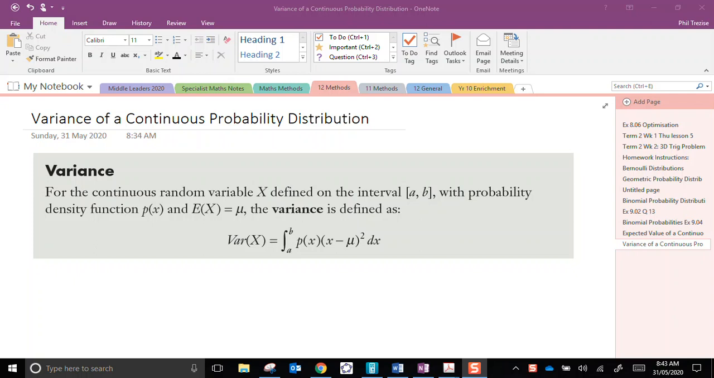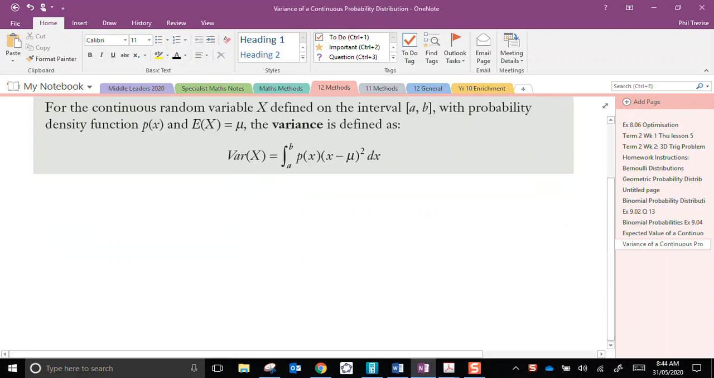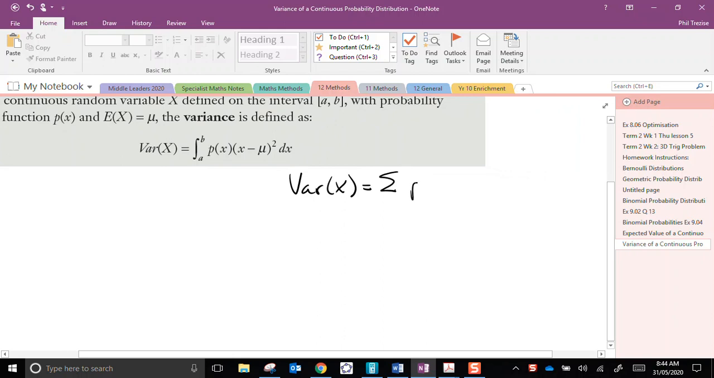Hello everyone. This lesson is going to be about the variance of continuous probability distributions, as the title says. Now here's our formula. You will recall when we studied discrete probability distributions in the past that the variance of a discrete distribution was the sum of the probability function by x minus the mean squared.